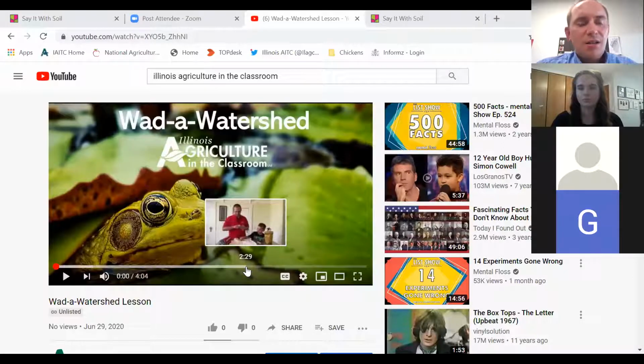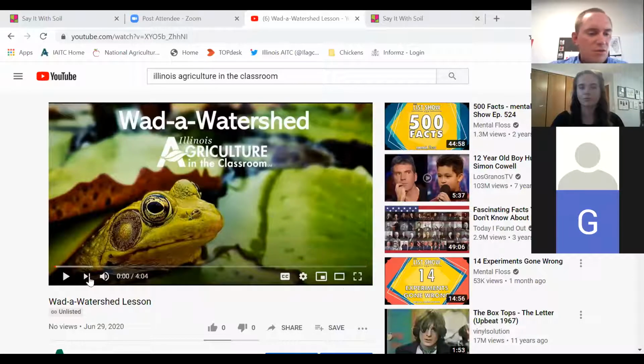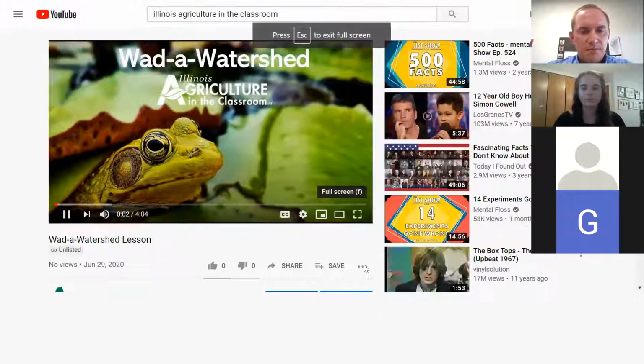So that lesson was good for talking about soil conservation and soil health. This lesson has connections to soil, but focuses more on our watershed. So this is a really easy lesson and a really cool visual for our students to better understand how watersheds work.